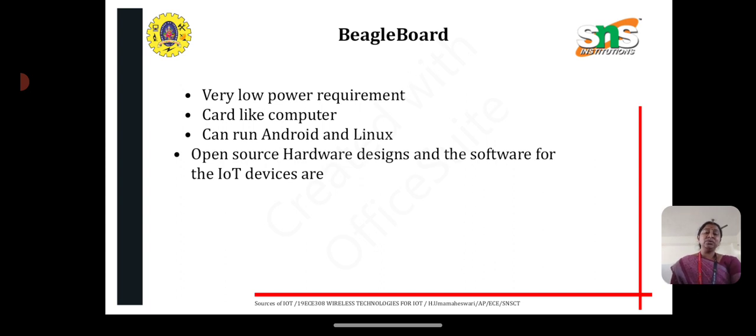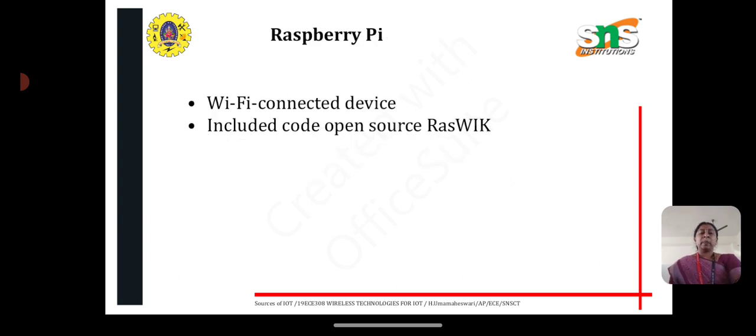Here we are also using BeagleBoard. BeagleBoard is also a hardware component, used like the microcontroller in the Arduino board. It has very low power requirement and it is like a card-like computer. It can run Android and Linux. In the open source hardware designs and the software for the IoT devices, this BeagleBoard is used. Then Raspberry Pi, which is a Wi-Fi connected device that includes open source code.